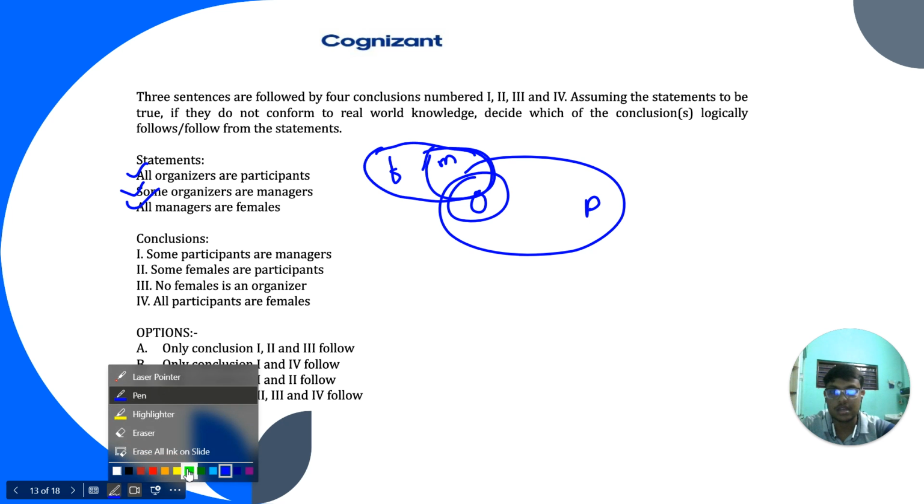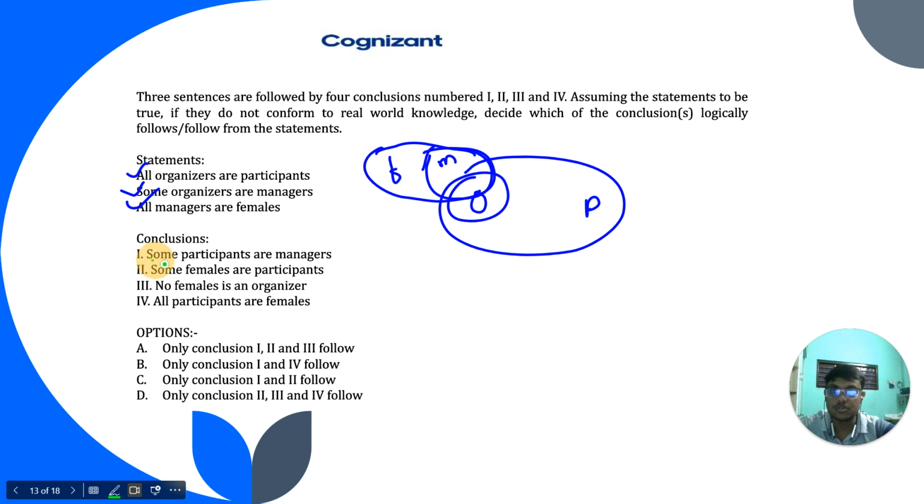Now we would be testing the conclusions. For conclusion one, some participants are managers. Some participants who are organizers are managers, this particular section. So our conclusion one becomes correct. Next, some females are participants. So some females who are managers and are also organizers are participants, this particular circle. So that is also correct. Conclusion 2 is also correct.